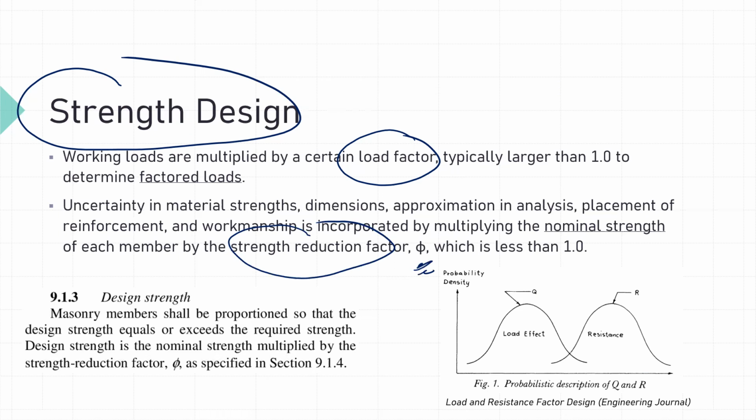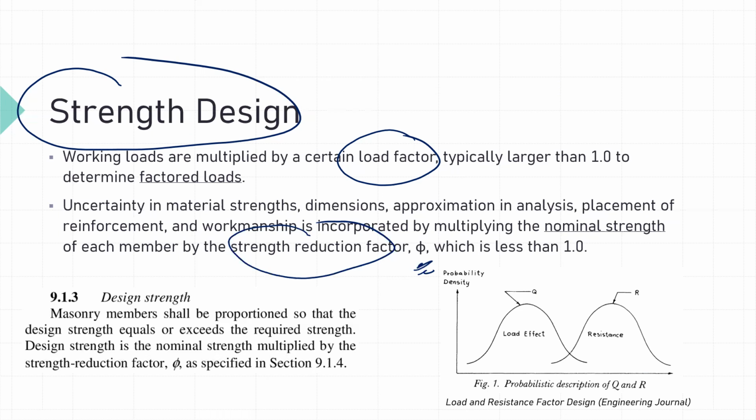Section 9.1.3, in Chapter 9, our strength design chapter, says that masonry members shall be proportioned so that the design strength equals or exceeds the required strength. To determine our design strength, we take the nominal strength, multiply it by our phi factor, and get a design strength, and that needs to be greater than our factored load combination.